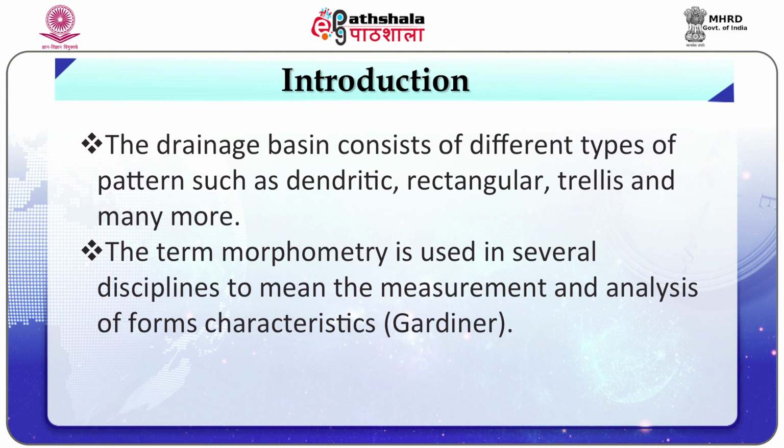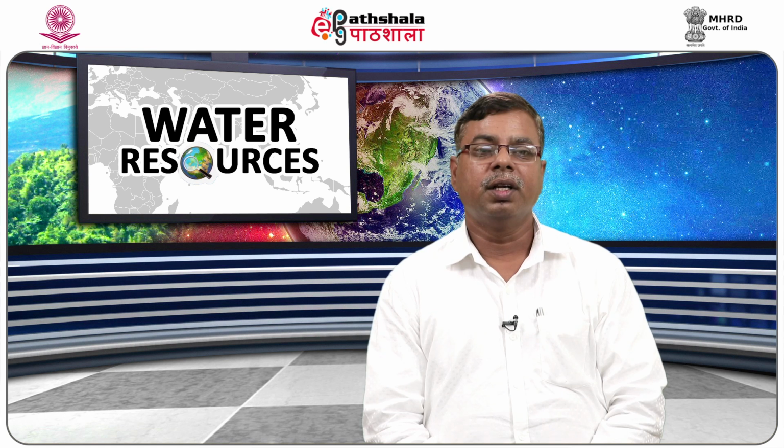The term morphometry is used in several disciplines to mean the measurement and analysis of form characteristics. In 1934, Emmanuel de Martonne defined morphometry in his book Traité de Géographie Physique as the numerical systemization of the form of the land relief as it can be interpreted from a topographic map.